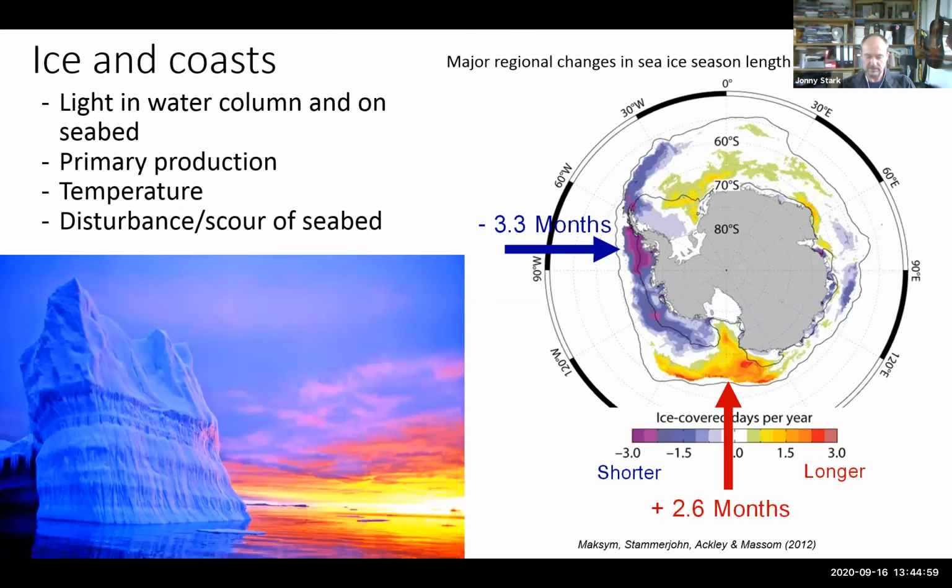So moving to some of these globally driven climate environmental changes, starting with ice. Ice is a major driver of ecosystem processes in Antarctic coastal areas. And ice influences things like light in the water column, primary production, seawater temperature, and physical disturbance of the seabed. And we know that sea ice is decreasing in some areas. Here we can see an average decrease of around 3 months a year and increasing in other areas. And this is highly variable, particularly in coastal regions.